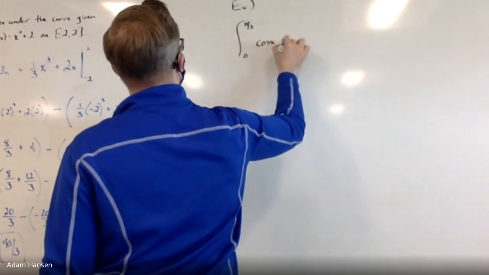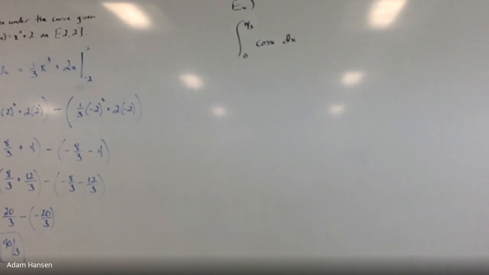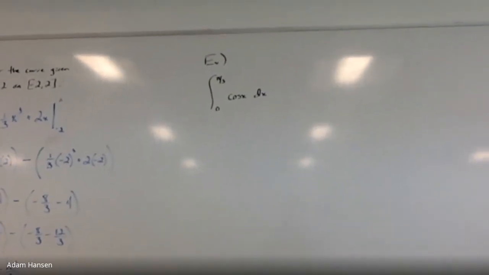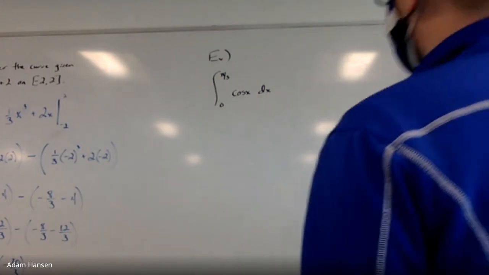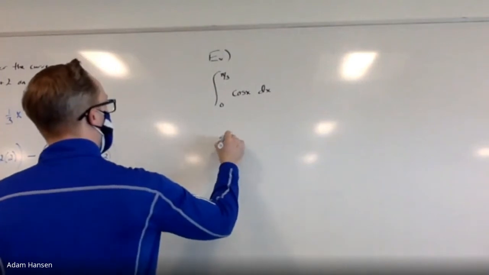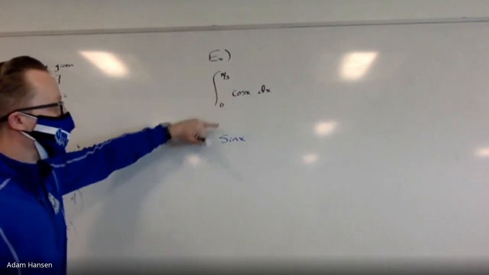Let's do a trig example. We're going to evaluate and find the area under the function cosine x between 0 and pi/3. The fundamental theorem says I need to plug in pi/3 and 0 into the antiderivative and then take the difference between them. So what is the antiderivative of cosine? The derivative of sine is cosine, so the antiderivative of cosine better be sine.